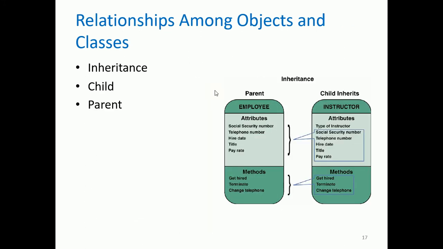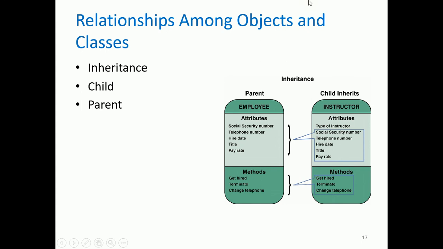So next we have relationships among objects and classes. As you can see from the previous example for the vehicle, the subclasses share common attributes with the vehicle. That is actually called inheritance. Vehicle is considered a parent, while the subclasses, the car, the minivan, the truck, and the school bus, are considered as children.